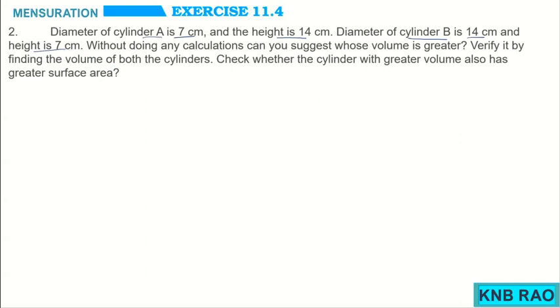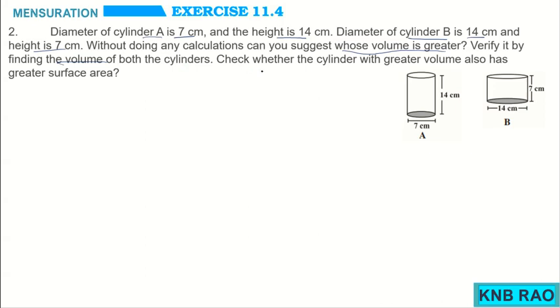Here is the cylinder A with the diameter 7 centimeter with the height 14 centimeter. Here is the cylinder B with the diameter 14 centimeter and height 7 centimeter. Now, the question comes, without doing any calculations, can you suggest whose volume is greater? Next, verify it by finding the volume of both the cylinders. Can you suggest first? If you cannot suggest, or if you can suggest, verify it by finding the volumes. This is the second question.